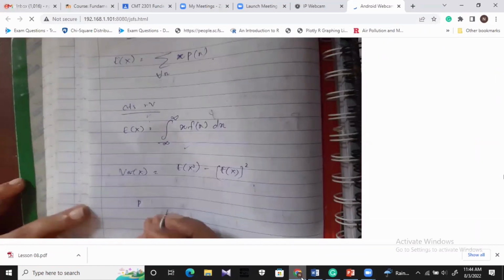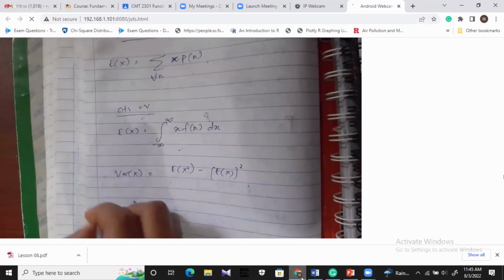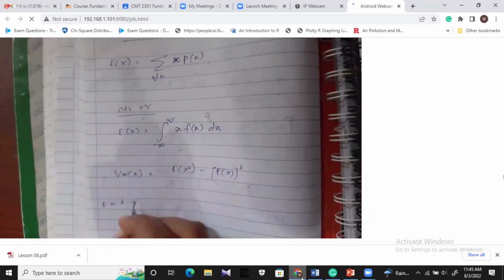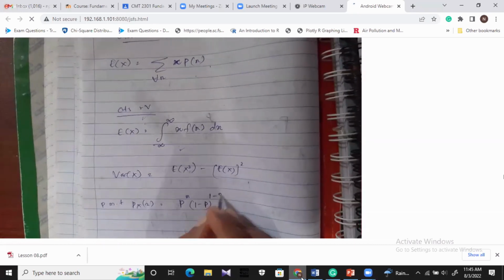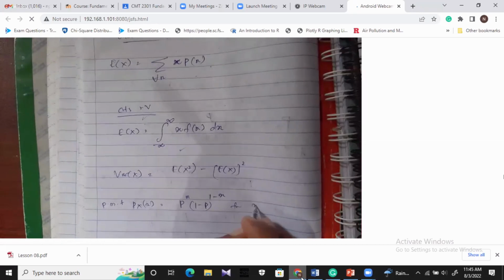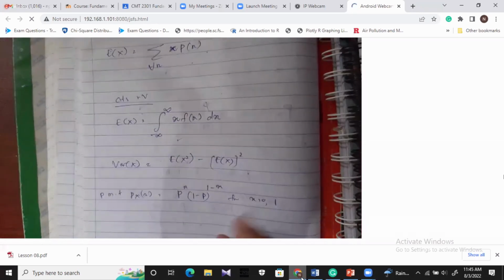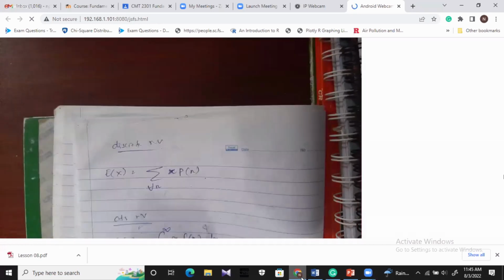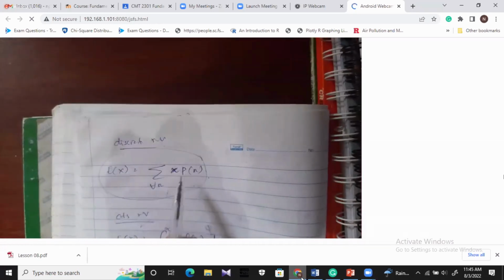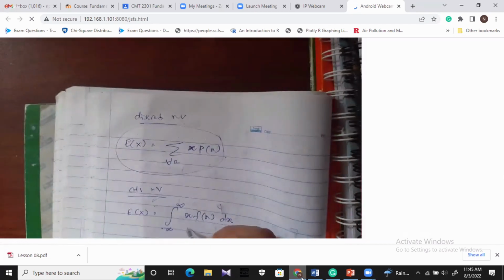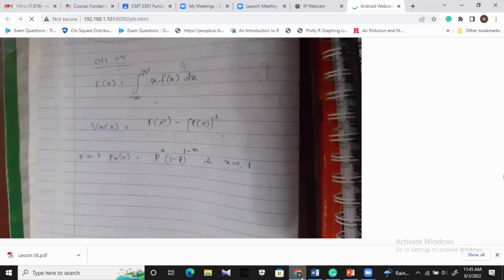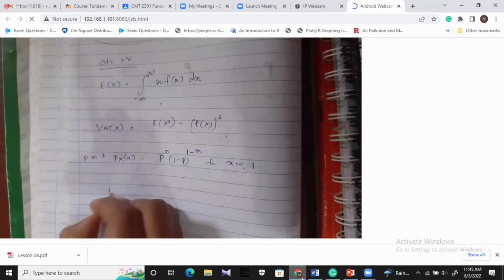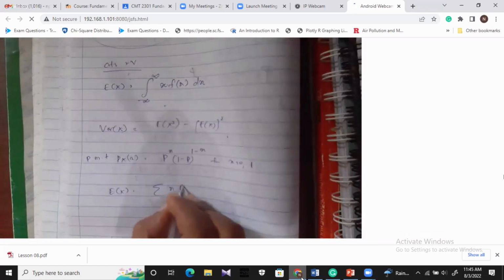Now, what is the distribution? The probability mass function we found is p to the power x, 1 minus p to the power 1 minus x, for x equals 0 and 1. So this is the probability mass function we have. Therefore, we have to use this formula. We are not going to integrate any function because we do not have a continuous random variable here. A Bernoulli random variable is a discrete random variable. Therefore, we use this formula, the sum of x p(x), to find the expected value.